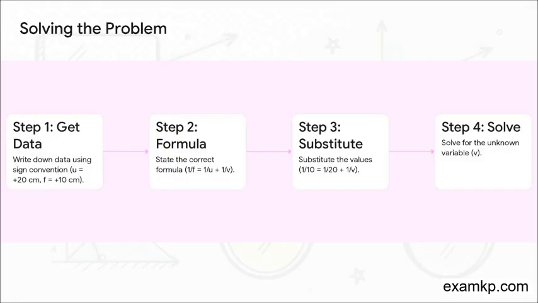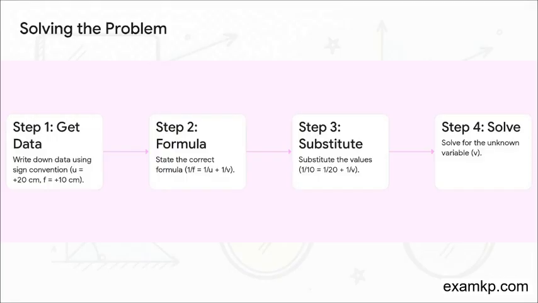Good. Step 2, we state the formula. 1 over f equals 1 over u plus 1 over v. Step 3, we just substitute our values in. So 1 over 10 equals 1 over 20 plus 1 over v. Now the only thing left is a little bit of algebra to solve for v.